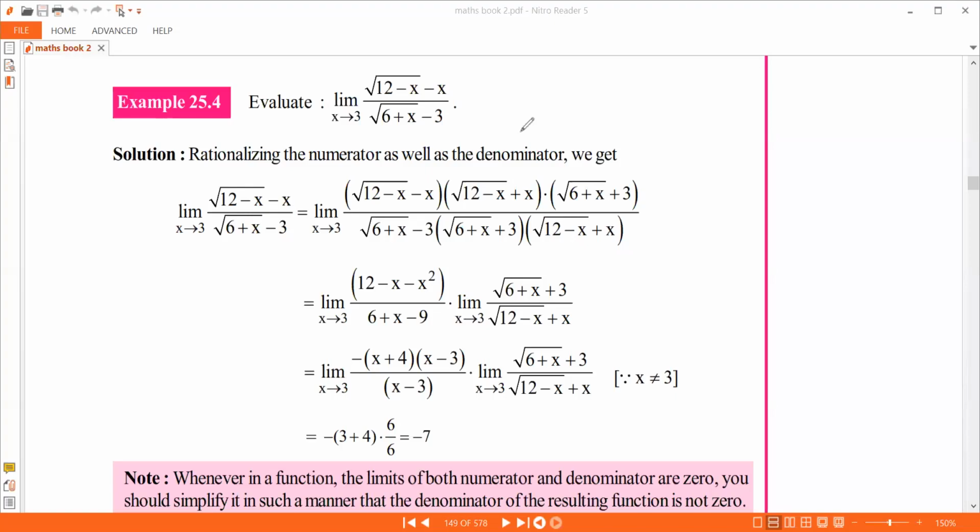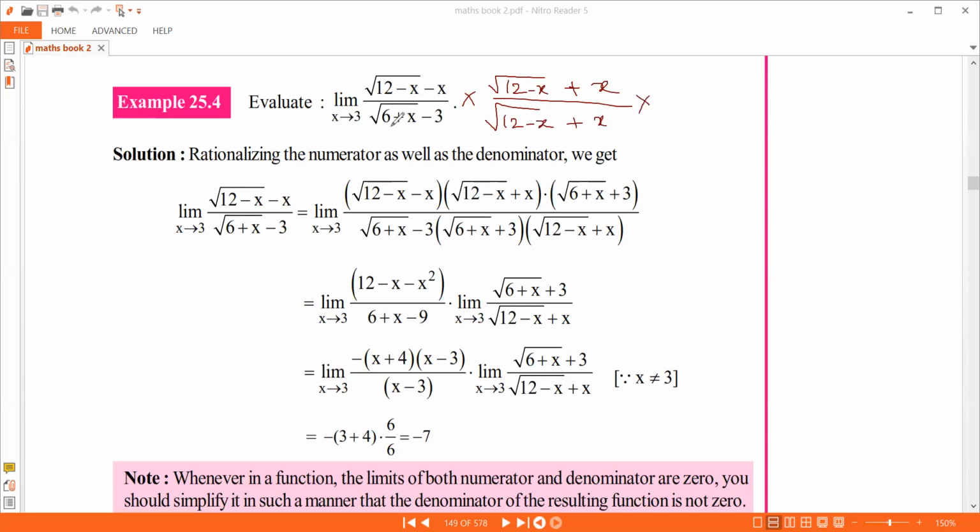Alphabetic order. Okay, now what we had to do is rationalize this. Rationalization is very easy. What you have to do is take the square root of 12 minus x. Here plus is there, here minus is there, so you put the plus in between, plus x, divided by the square root of 12 minus x plus x. You have to multiply and divide with the same thing.